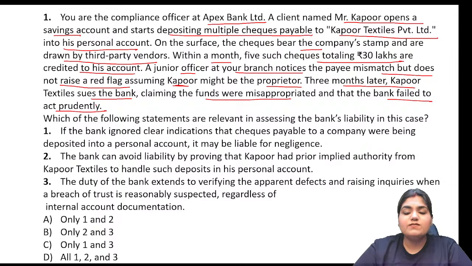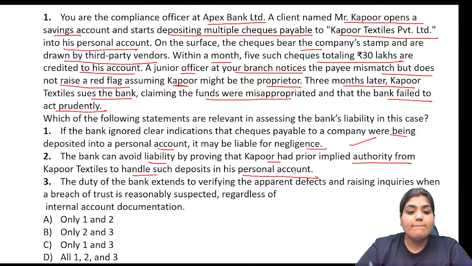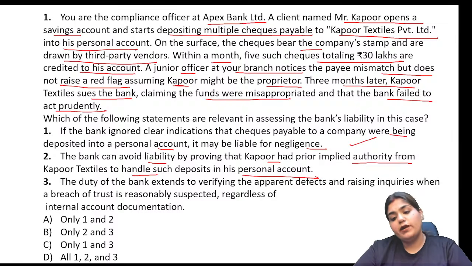Now, it is the bank's mistake because the bank was not doing the proper due diligence here, right? Statement number 1 is correct. If the bank ignored indication that the check is payable to the company being deposited to the personal account, they are liable for negligence. Yes, they are. The bank can avoid liability by proving that Mr. Kapoor had prior implied authority from the Kapoor Textile to handle such deposit in the personal account. Bank can say, we knew that Mr. Kapoor is the sole proprietor. He showed us that he has the authority to do that. If the bank gives us proper proof, the bank will be protected.